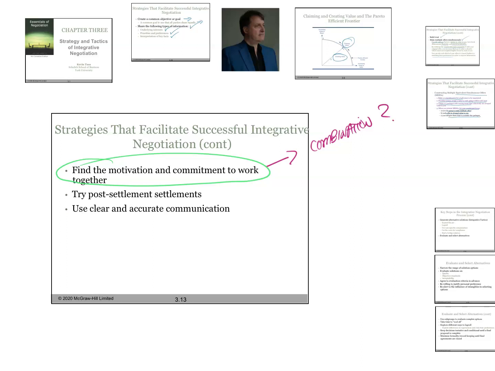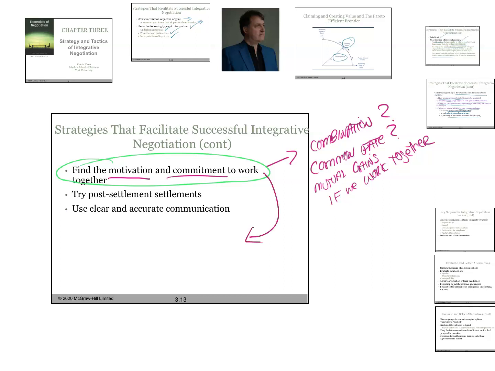So what do we mean by finding motivation and commitment to work together? Well, common fate or outcome. Is there one? Can we demonstrate that there are mutual gains if we work together? So if you go back to the strategy of finding a common goal, that might be one that helps you find the motivation and commitment to work together.